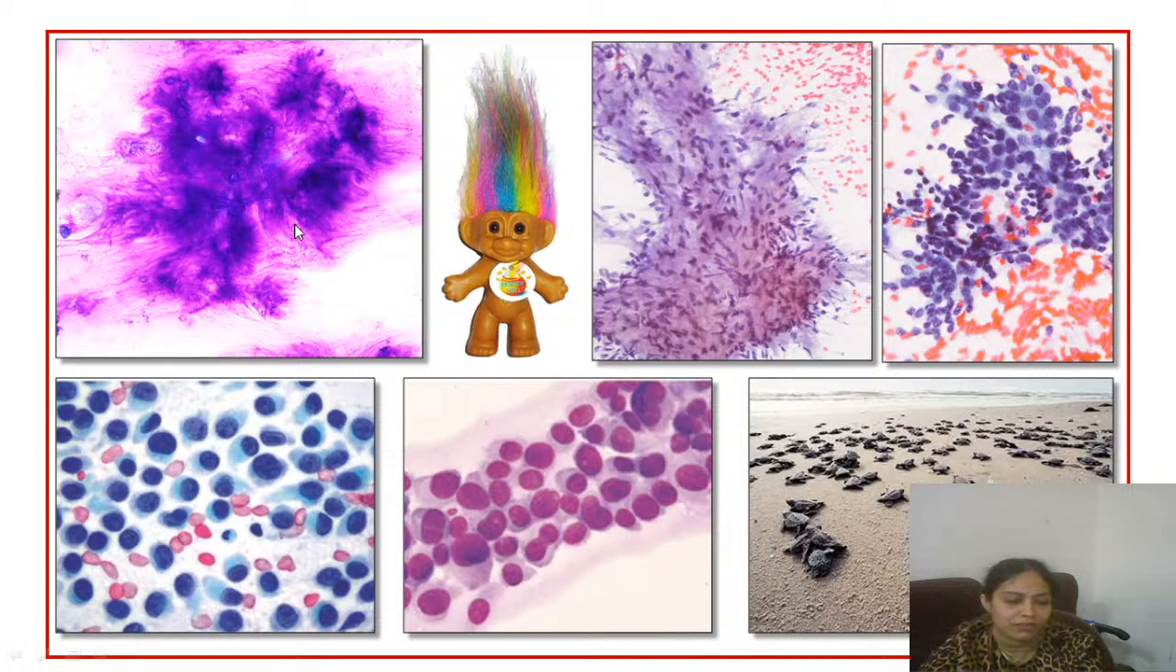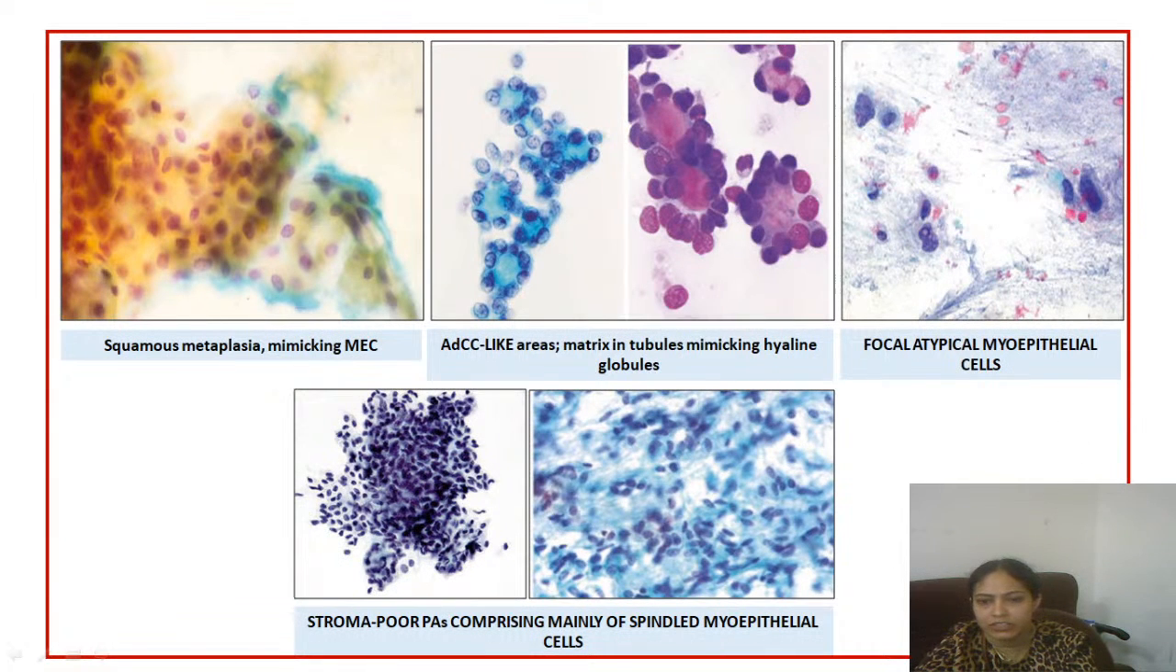On FNAC you see all of these features as well. This nice purple staining matrix is the chondromyxoid matrix, which has a typical appearance known as troll hair appearance. So this is exactly what it looks like. These are the myoepithelial cells which are spindle shaped, or they can be plasmacytoid shaped, and this appearance is likened to a sea of turtles on a beach. So a lot of descriptive terminology for pleomorphic adenomas. Pathologists like giving everything names, I guess.